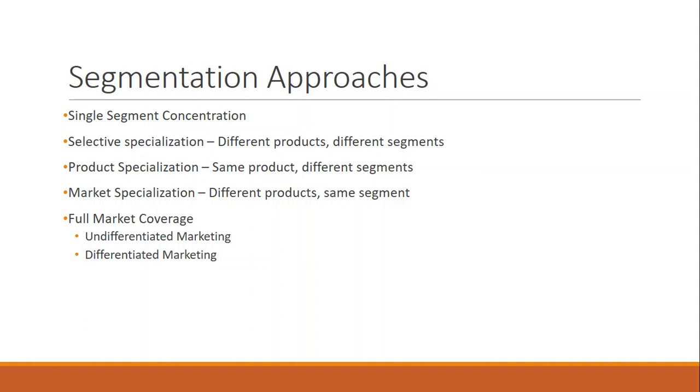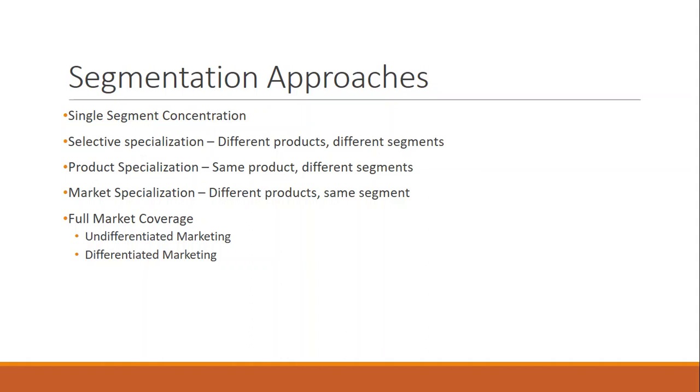Third is product specialization, where I have the same product, but I can sell it to different segments. So, for example, let's say I make buses. I can make that sale to both government organizations as well as private transport organizations as well as schools. So I have a single product, a bus, but there are different segments in which I'm making these sales.